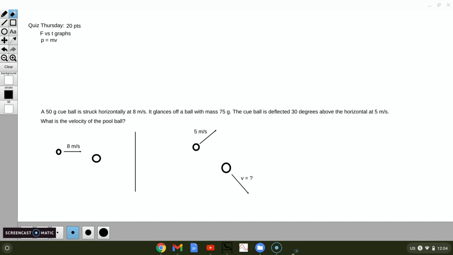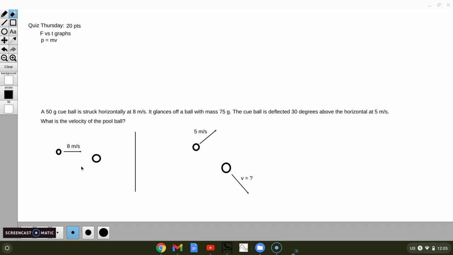What I'd like you to do is take a look at this and see if you can come up with a strategy to solve this and see if you can solve it yourself without me helping. All right. So what I'd like you to do is hit pause here in just a moment, solve it, and then hit play and see if you get it right.